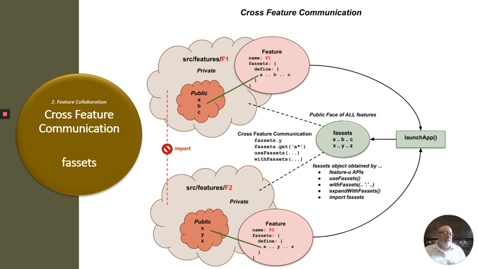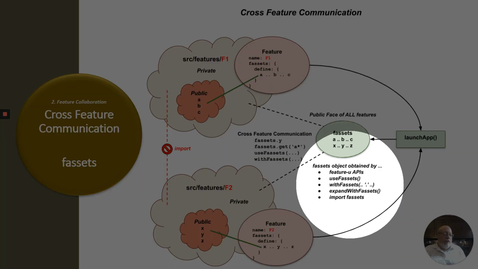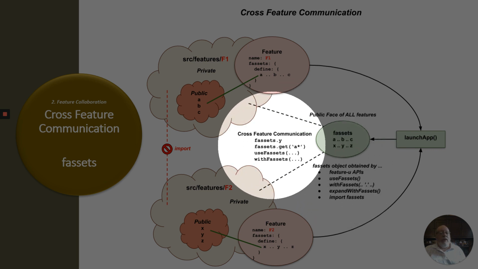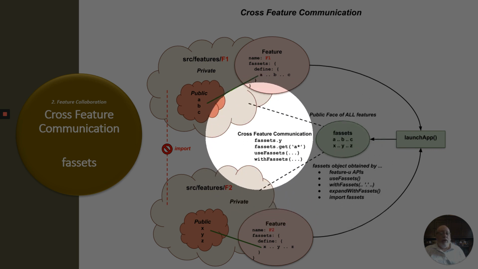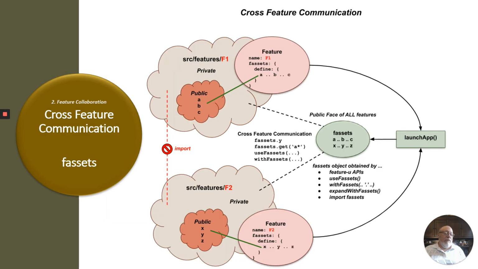Now you can access the facets object in a variety of different ways. And just suffice to say that it's very easy to get at this object either directly or indirectly. But with this object, we can now do all of our cross-feature communications. So if you have the facets object, you can simply dereference it.